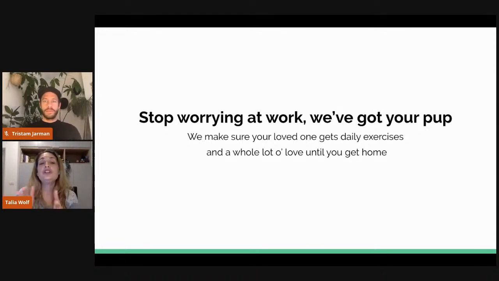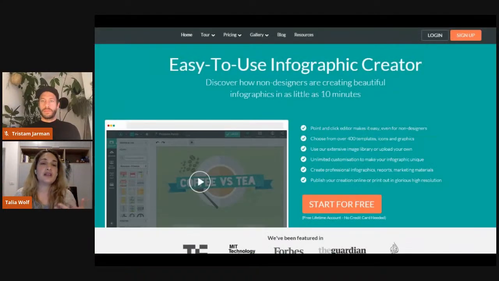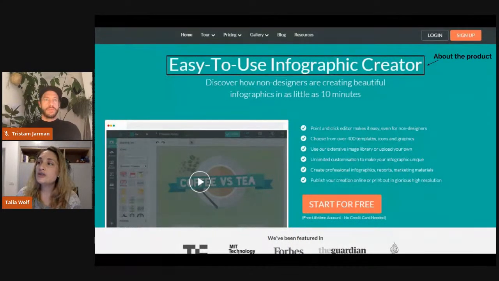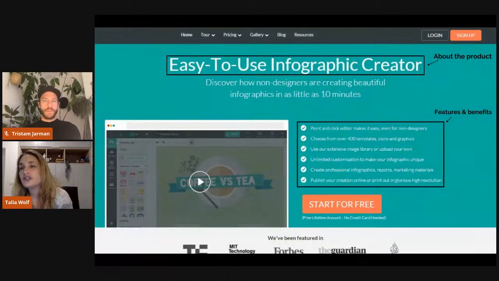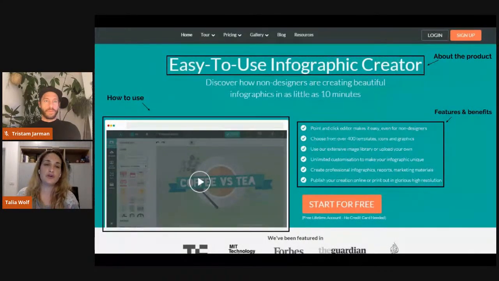Now, in order to create a landing page that converts, you've got to make it about the customer, her pains, and her desired outcomes. So another cool example of a landing page that we worked on, you'll notice here that everything on the page is about them. Easy to use infographic creator, all their features and benefits, and even the visual on the page is a how to use drag and drop. So everything about the product.